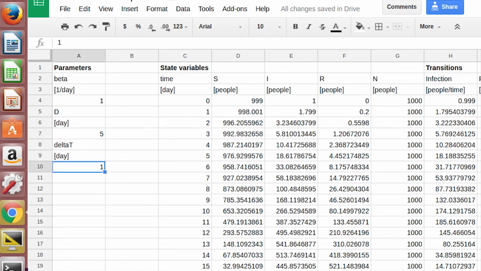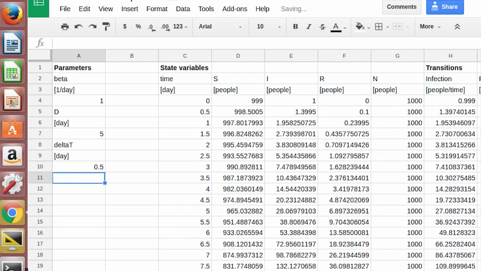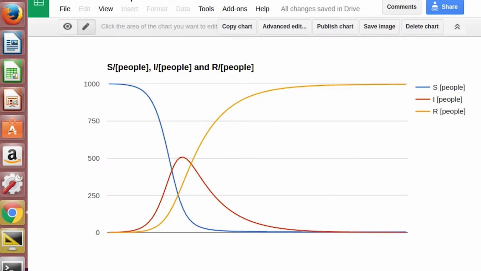But we could also ask if it looks a little smoother, but about the same, if we change it to half a day. So I do that, and voila. I meant voila, it would be updated, but it actually looks quite a bit smoother as well. And here we get a nice picture of the epidemic track.